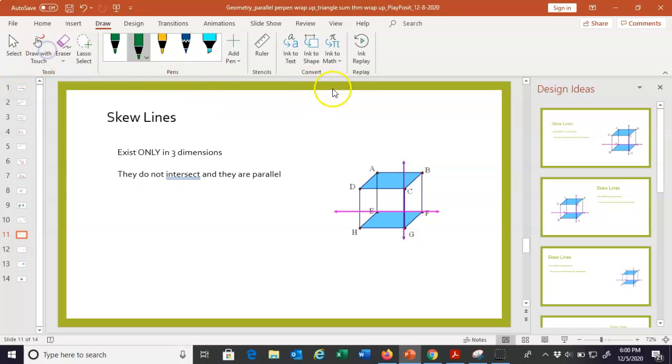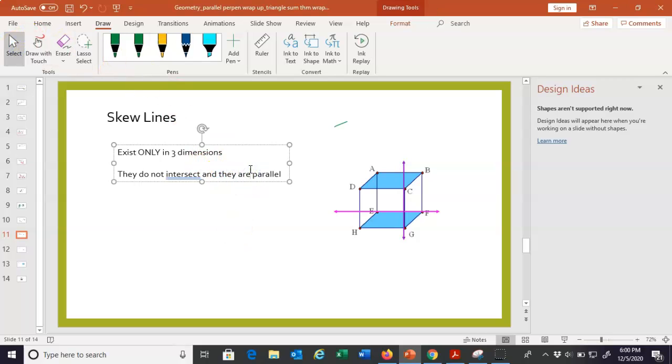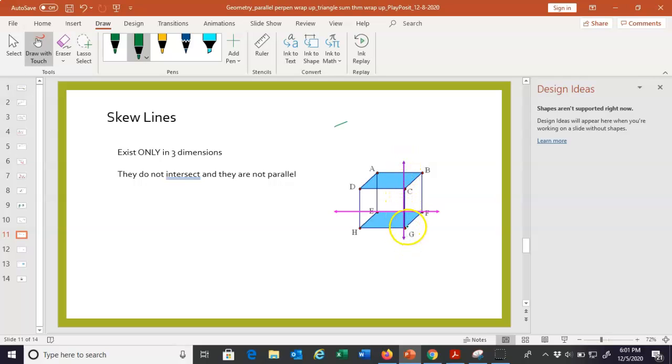Let me get my pencil. So let's start. There we go. They do not intersect and they are not parallel. You see that? They are not parallel. So here's an example with the pink and the purple. Line CG, you can imagine, is sort of that front edge of the cube. And line EF, sort of that bottom edge of the cube. It's so weird how sometimes it looks like EF is the front and sometimes it's the back. It just depends on what tricks your eyes play on you.